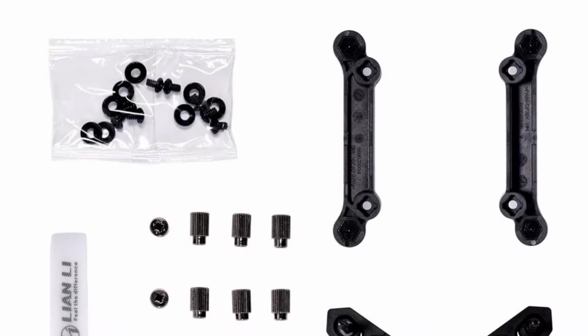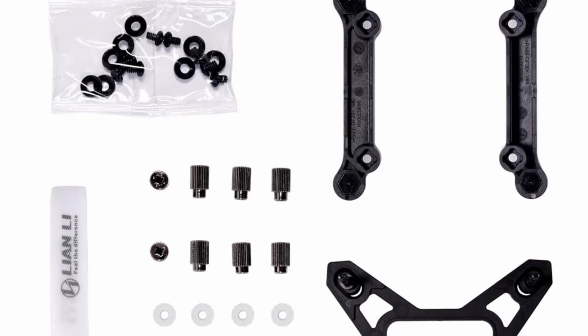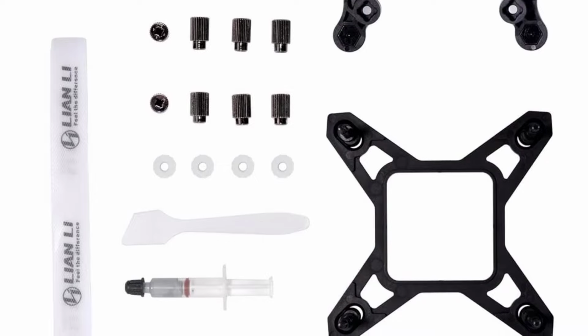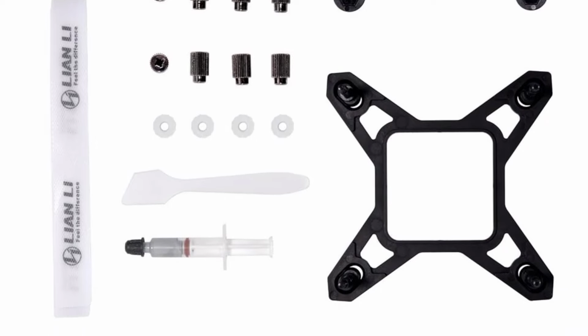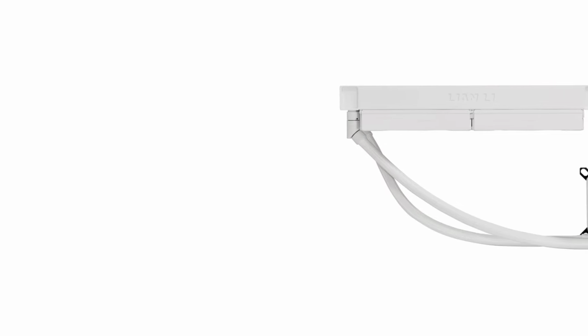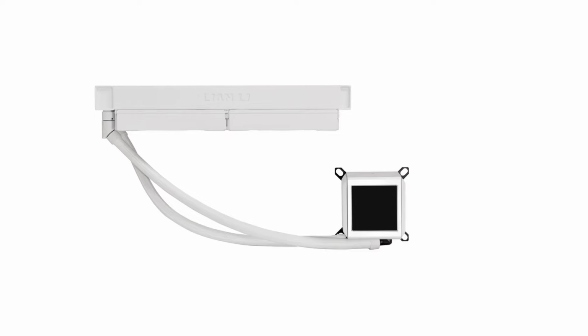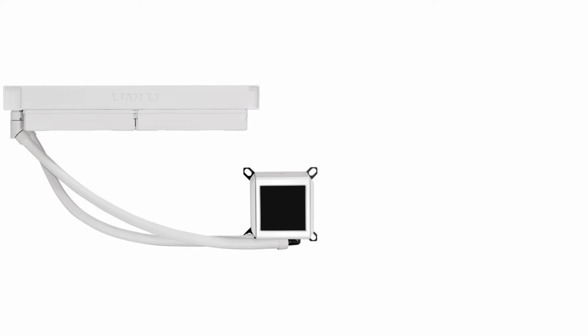At $229, the Galahad 2 LCD 280 is on the expensive end of the AIO spectrum. But if the LCD display isn't your thing or you're on a budget, the non-LCD versions of the Galahad 2 are available for $159.99 for the 360mm version and $119.99 for the 240mm model.